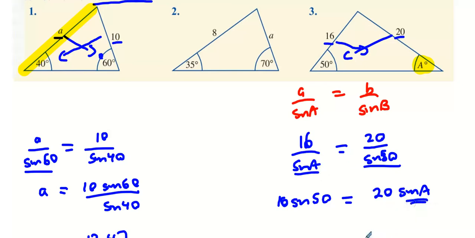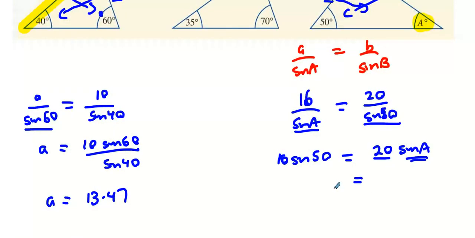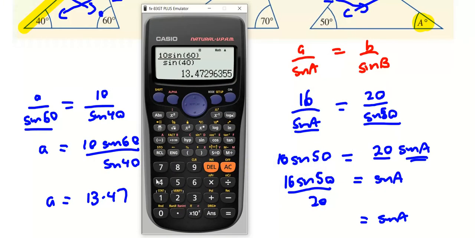We still want to get sine A on its own. It's been multiplied by 20, so we can bring the 20 from multiplication on the right to division on the left. Now we're at the stage where we can calculate sine A. All angle questions end with sine inverse. So we get 16 sine 50, all divided by 20. Press equals and you get 0.6128.